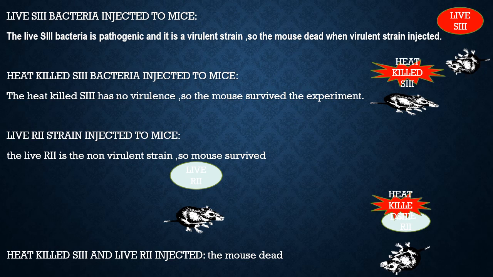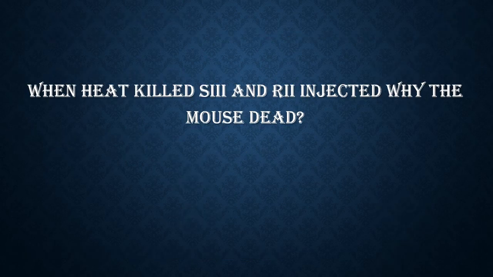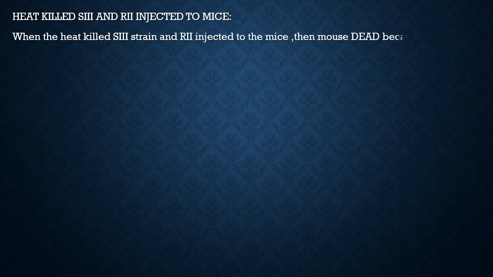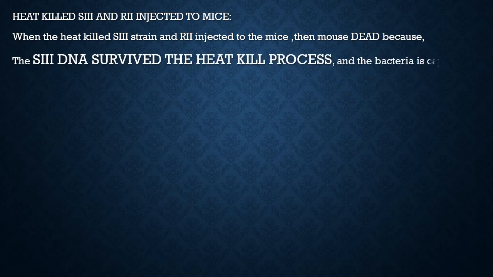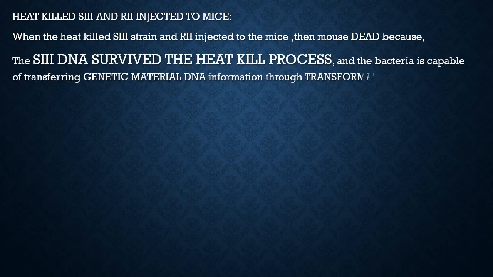it is dead because the S3 DNA survived the heat kill process. When the heat kill process is done, the DNA is not denatured, and the live R2 bacteria are able to get the genetic information from the heat killed S3. Transferring the genetic material, DNA information, from heat killed S3 to the live R2 is known as the transformation process. The transformation occurs based on the competence of the bacteria, where every bacterium can transform based on the competency.